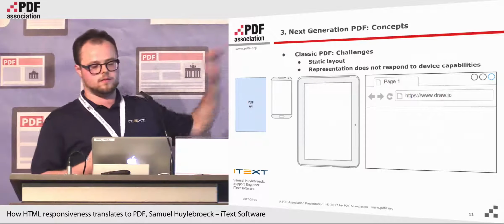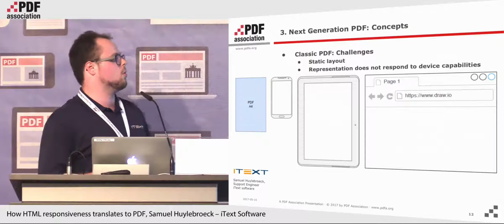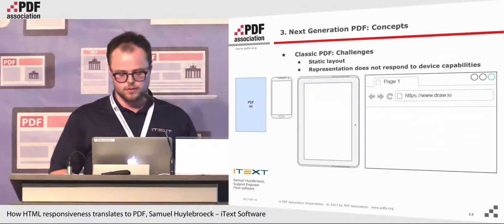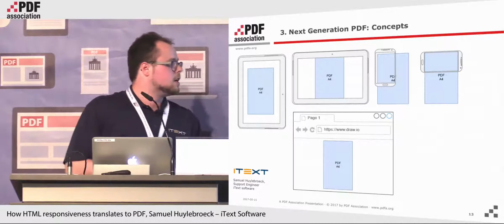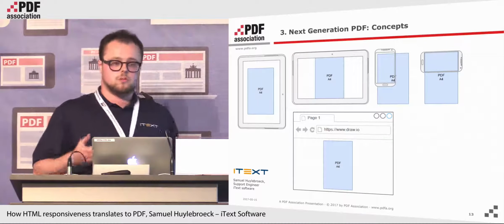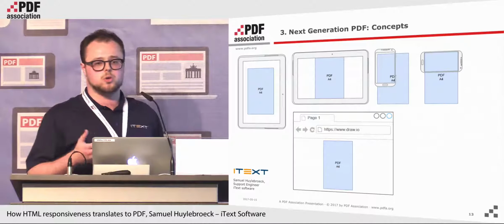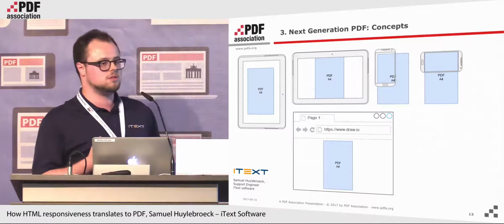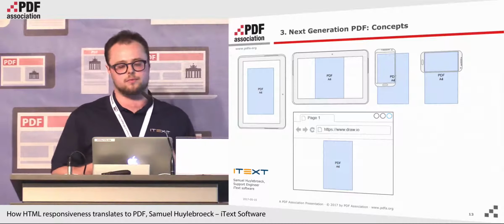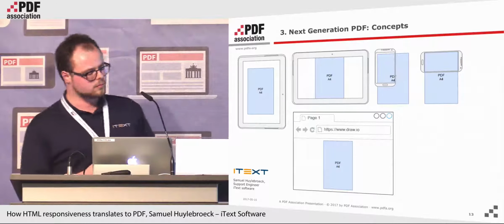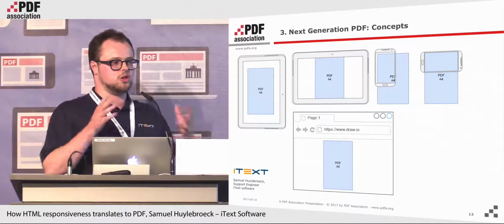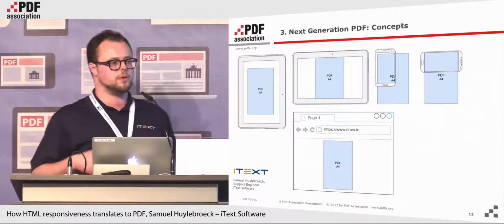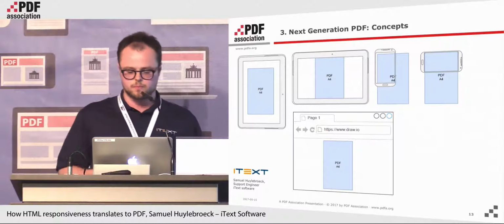We have a PDF page format A4 and a couple of devices here. And if we try to jam this PDF into each of them, it will look good on some of them. It will look a bit worse on others. And in the case of mobile phones, you probably will have scroll bars appearing. So that's challenge number one, the fact that a classic PDF has a static layout, that it does not react to the device you're viewing it on.